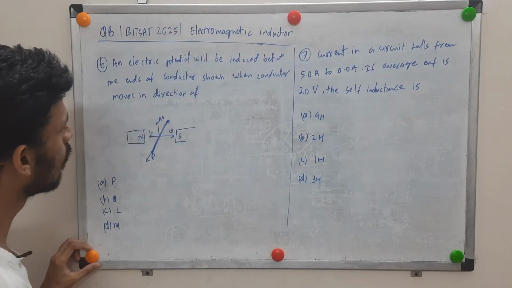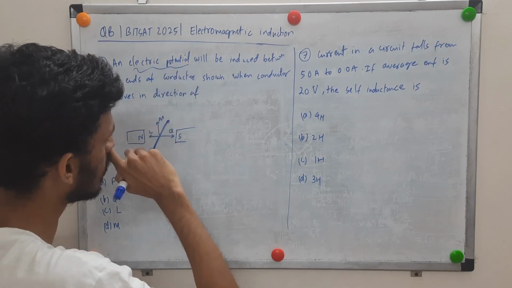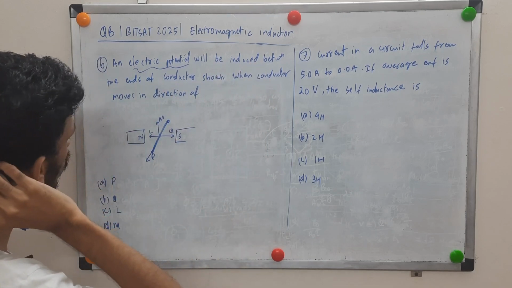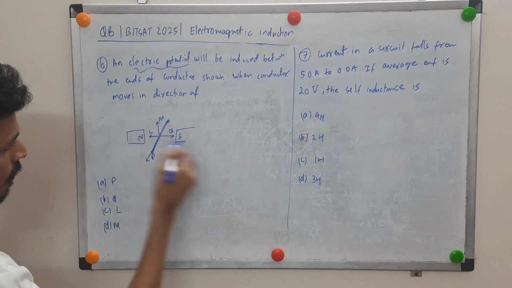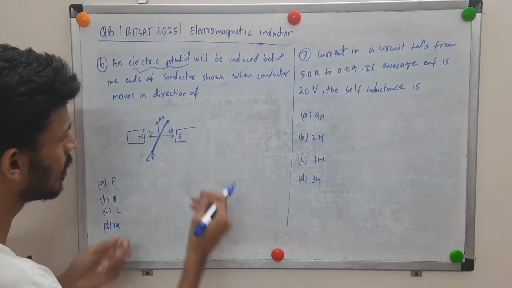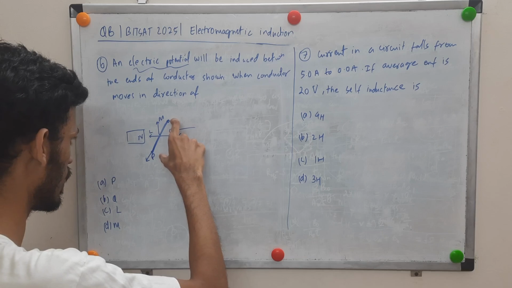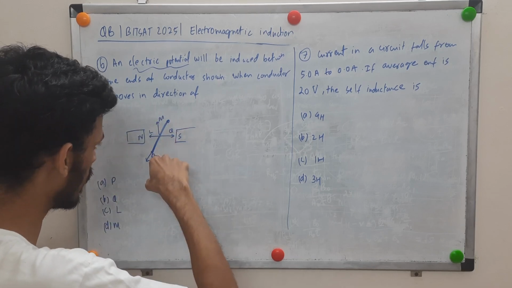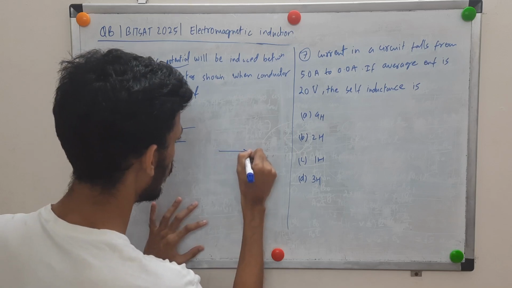In question 6 we have been asked when will electric potential be induced between the ends of this rod PQ, when it moves in a certain direction. So magnetic field is shown, it's from L to Q. So along what direction should this rod move so that an EMF will be induced across these ends, right? So if you see, if EMF is induced across this length, here magnetic field is like this, EMF will be like this.